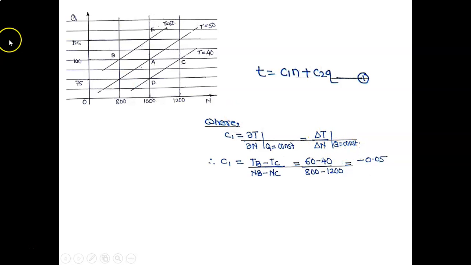What is the constant value of q? Q is equal to 100. This is the constant value of q. Therefore, along this line BC, we will find out the change in torque and the change in speed.